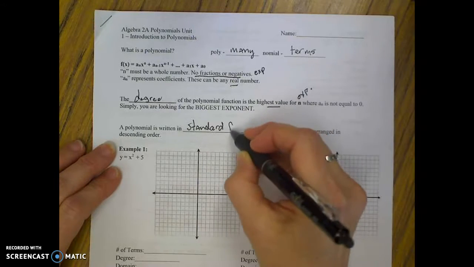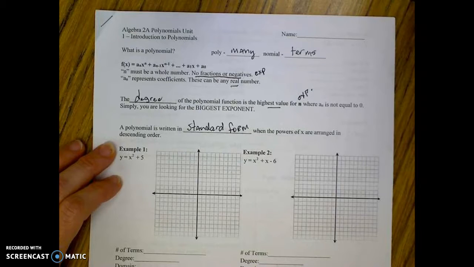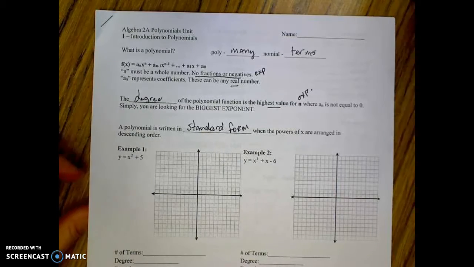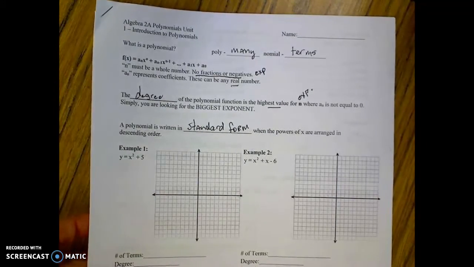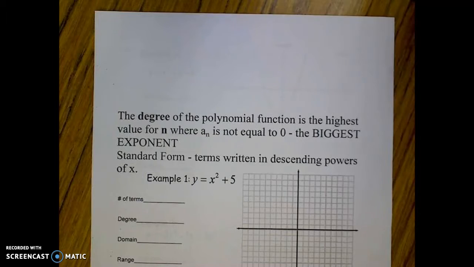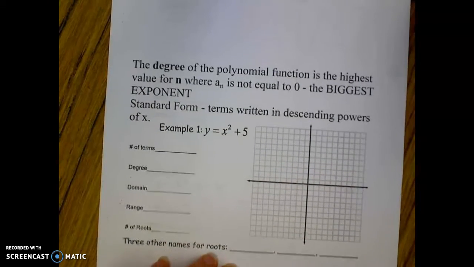All right, so a polynomial is written in standard form when the powers of x are arranged in descending order, meaning they go from the largest to the smallest. So both of these two examples that you see on the screen at the moment are in descending order. All right, so we're going to blow those up and look at those first two examples. It's just a bigger version of what we were looking at.